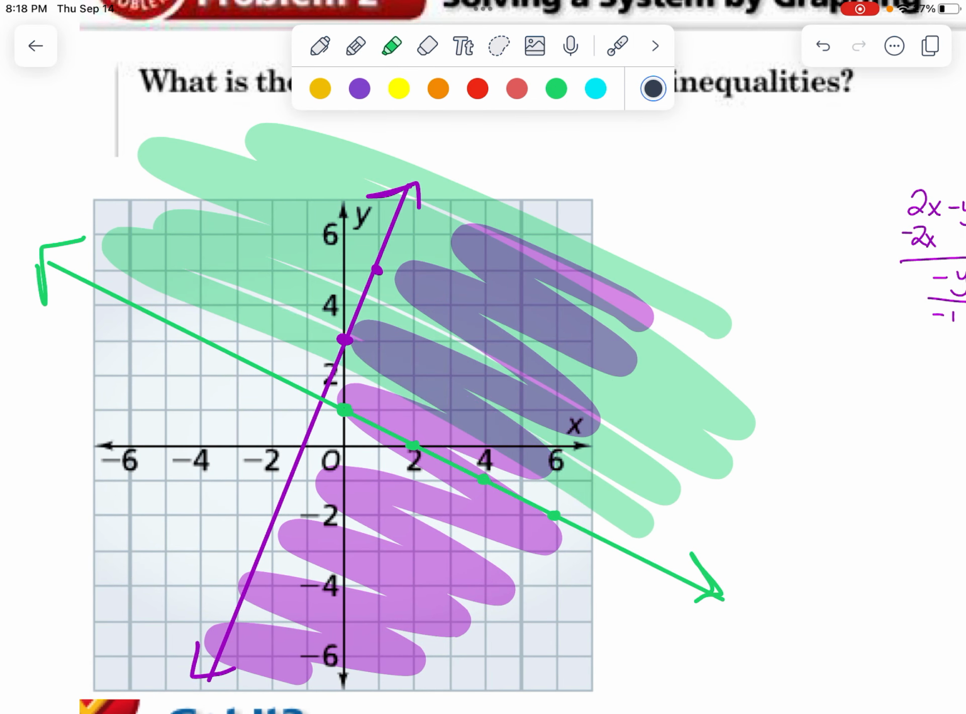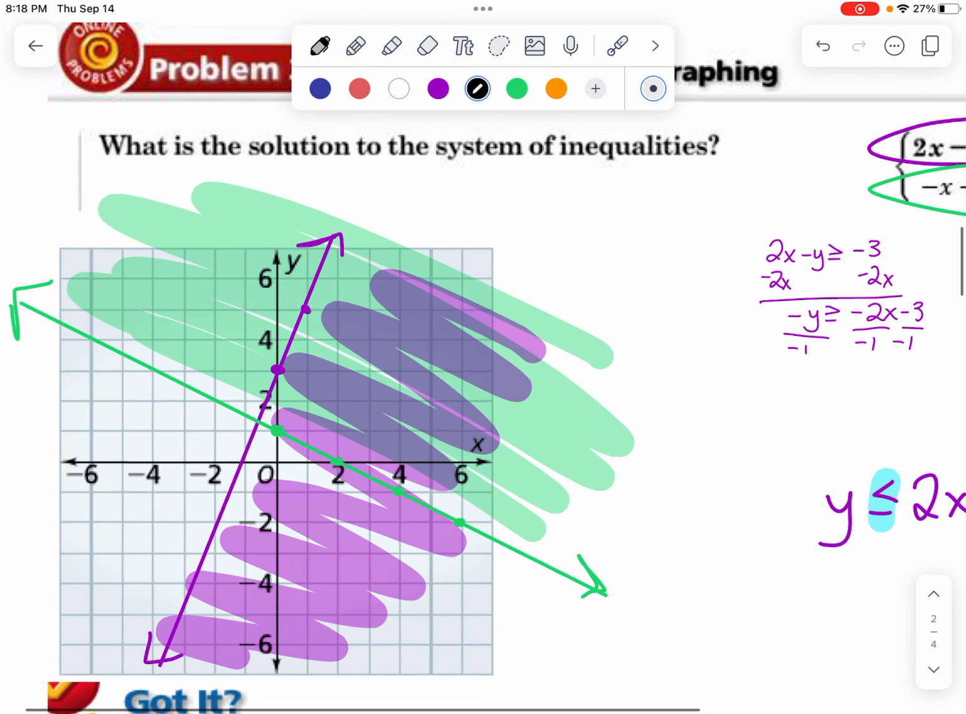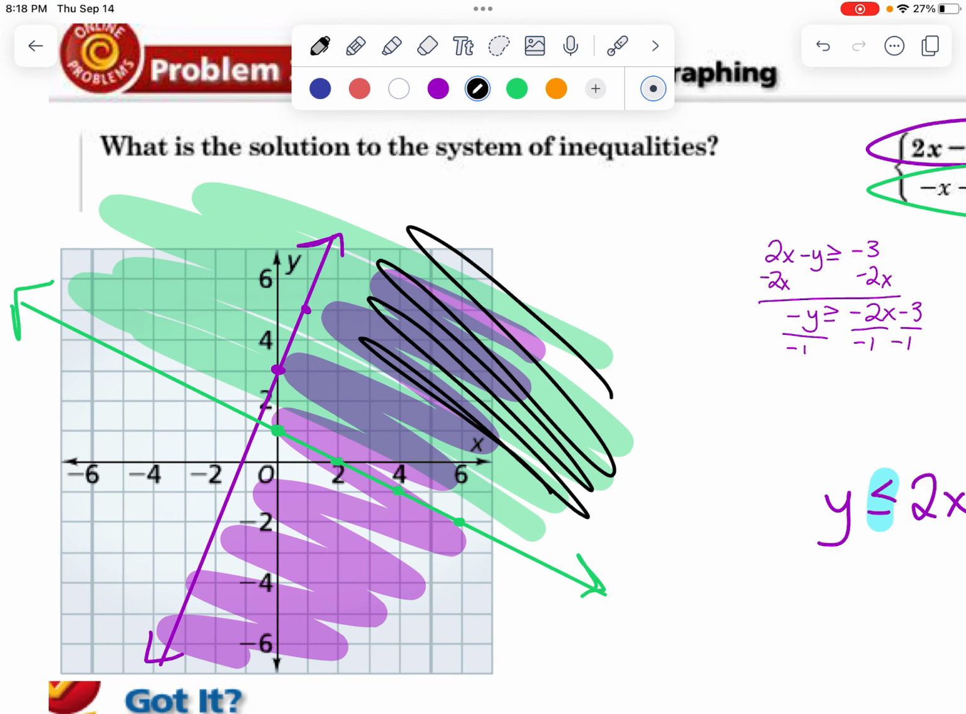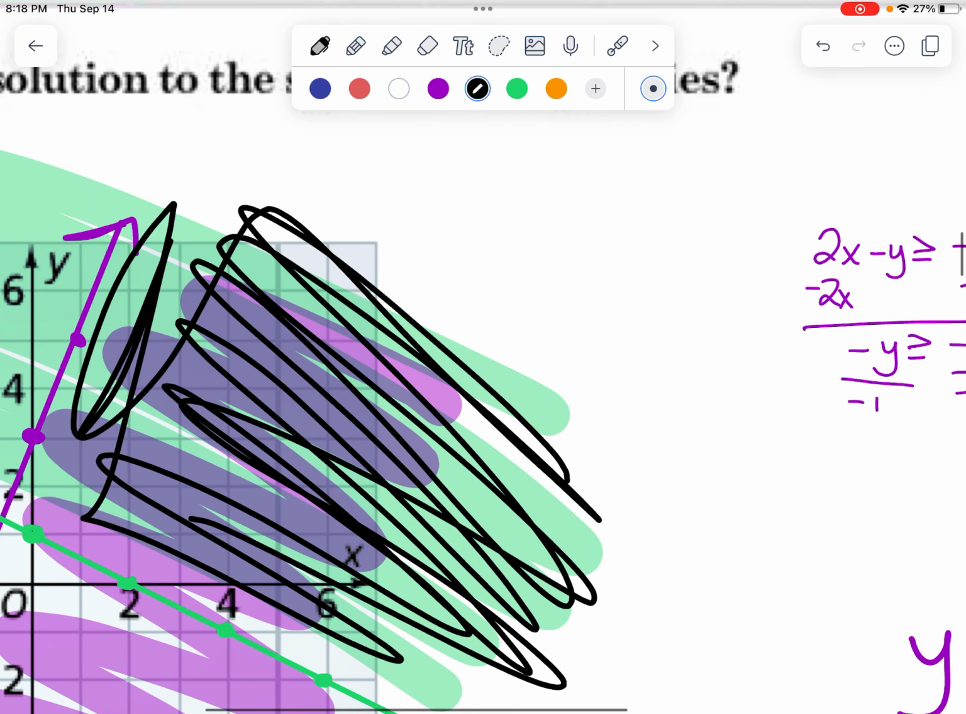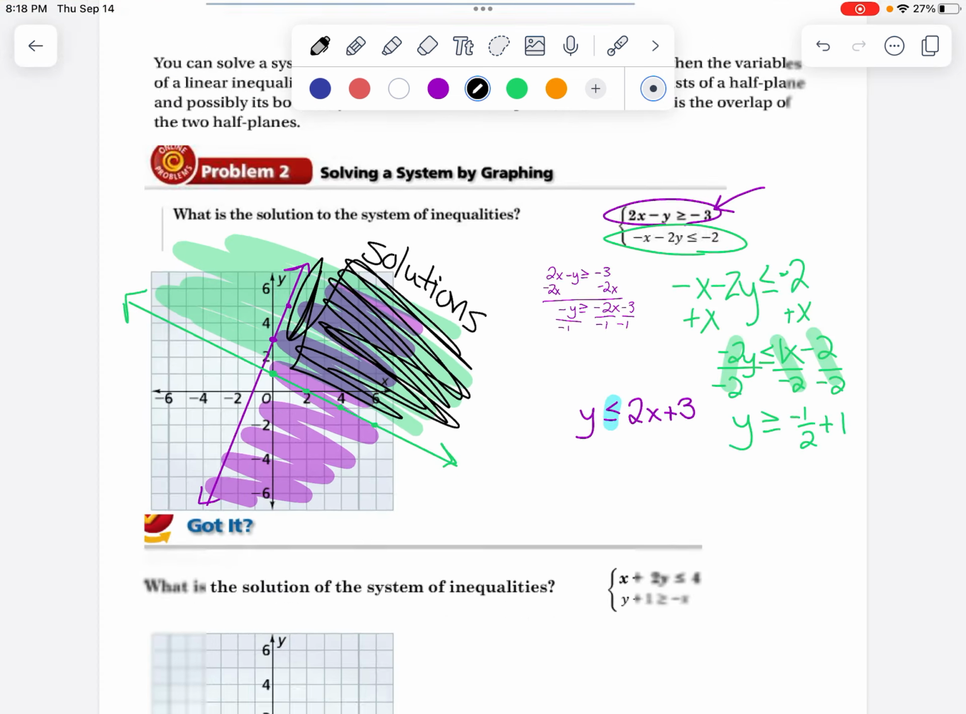All right, so we have two half planes. We have the half plane that's purple. We have the half plane that's green. Anything in purple satisfies the purple equation. Anything in green satisfies the green equation. And maybe even further, you know that anything in this double shaded answer satisfies both equations. So everything inside of here, this is the solution area. There are an infinite amount of solutions in there.